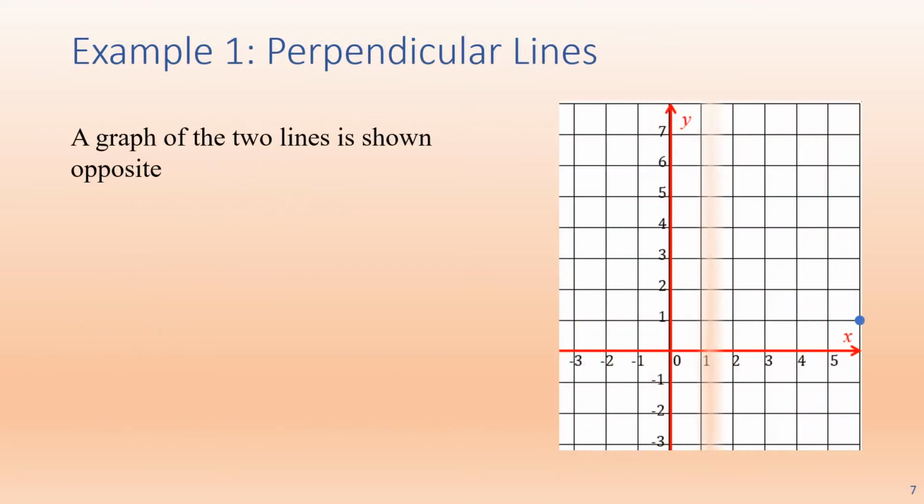The graph of the two lines is shown here. There's our original line and our perpendicular line. You can see they're at right angles to one another, and that the perpendicular line goes through the point 6, 1.